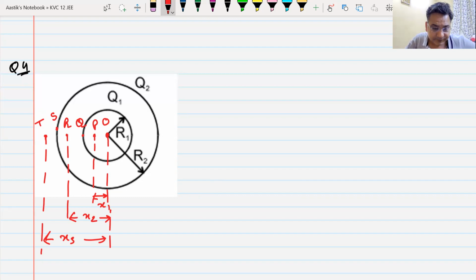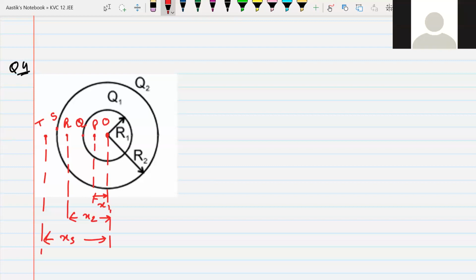Electric field at O and P is 0. Then Q, R, S, T. Q1 by R1 square, sir, for Q. Okay, R. I'll give you 2 minutes to solve it. I hope everyone is solving questions.